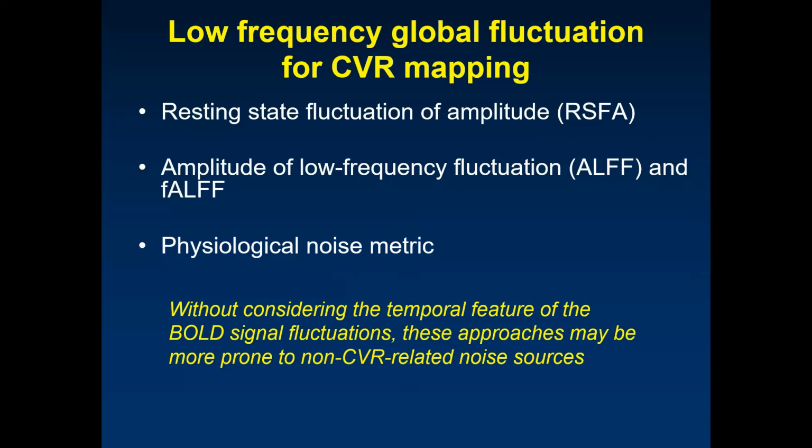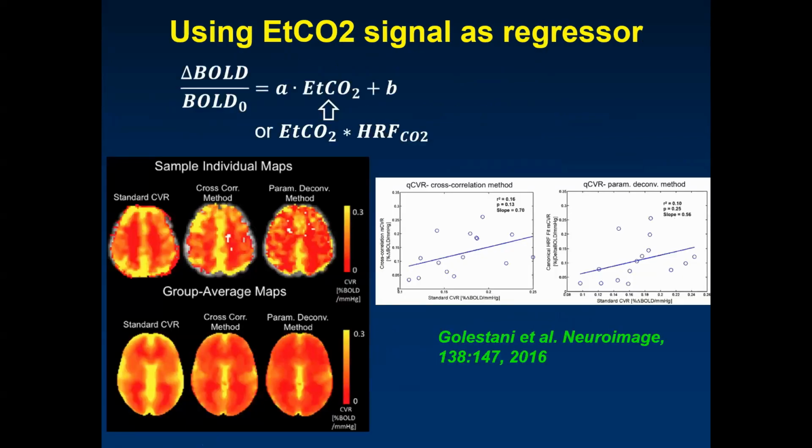So if we consider the temporal feature of the BOLD signal change in resting state, a direct way is to use the end-tidal CO2 as a regressor, similar to the CO2 CVR quantification. So in this group from Dr. Jing Chen's group, they tried to use end-tidal CO2, or end-tidal CO2 convolved with the hemodynamic response function of CO2, as a regressor for resting state CVR mapping.